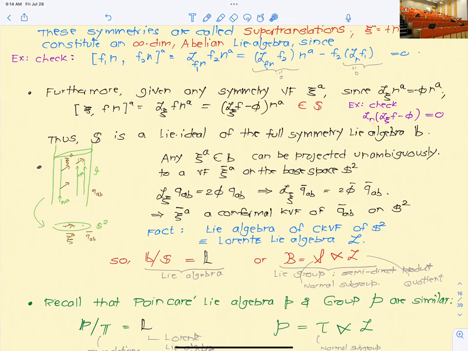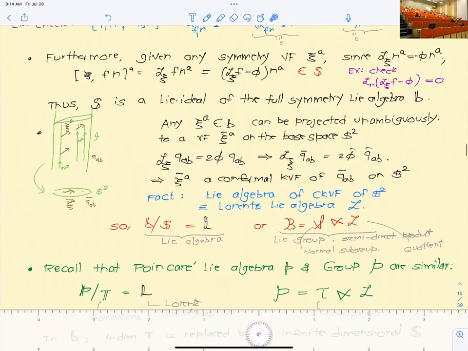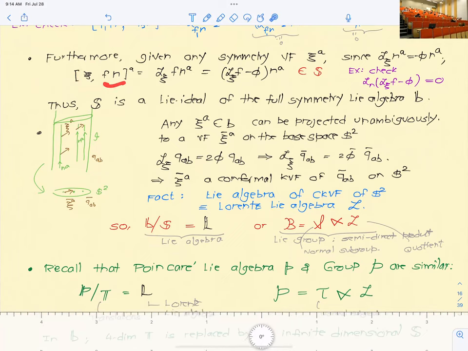So what we see is that the commutator of a general symmetry vector field with a supertranslation is a supertranslation, which means that supertranslations form a Lie ideal. This is just the definition of a Lie ideal: that the Lie bracket between a general element of the Lie algebra and a supertranslation is again a supertranslation.